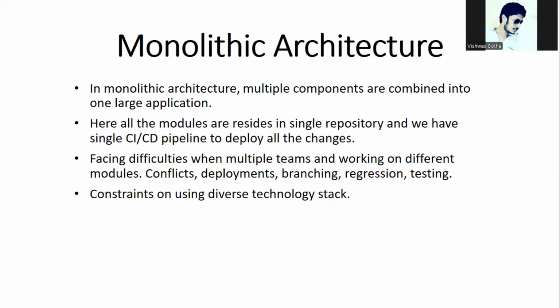So first thing, in monolith architecture, we have multiple components combined into one large application. That means we have front end, back end, database. So in monolith architecture, everything is combined as a part of a single repository. And even if we take the example of large applications, like some e-commerce applications, right?